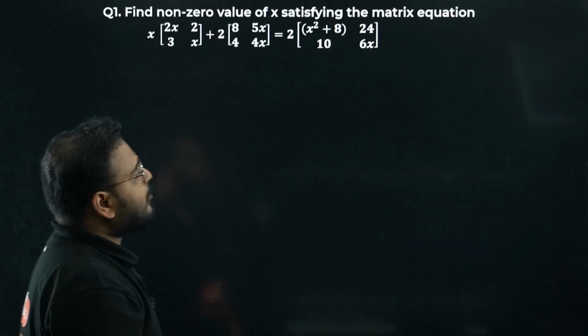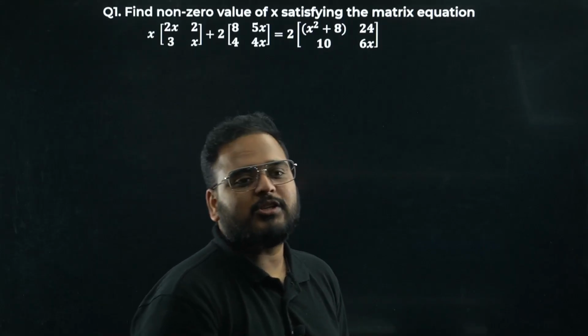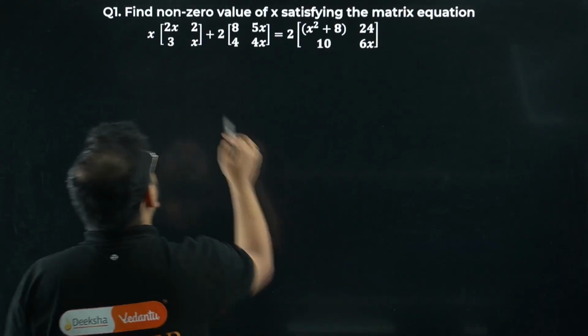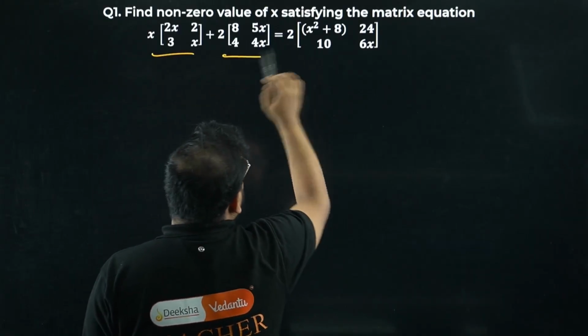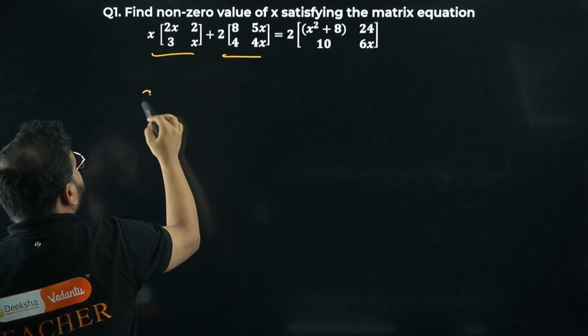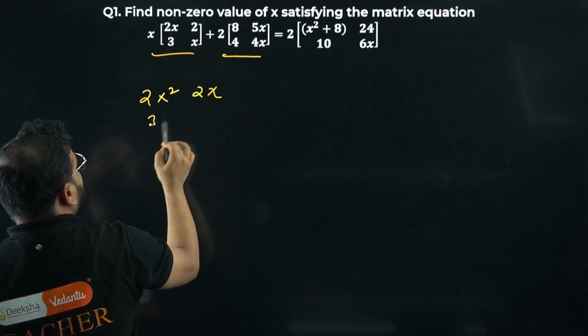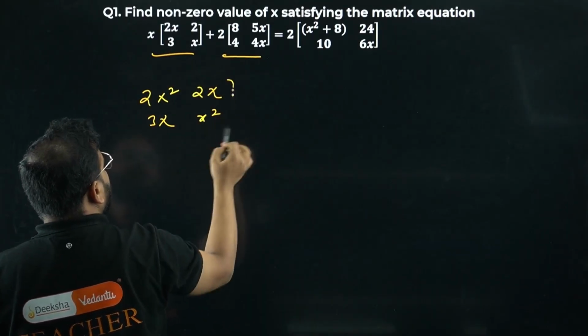Okay, what is question number 1? Let's solve this. Find a non-zero value of x satisfying the matrix equation. Let's do this. First we'll multiply this part, then compare over here. X into 2x, 2x square. This will become 2x, this will become 3x, x square. First matrix is done.